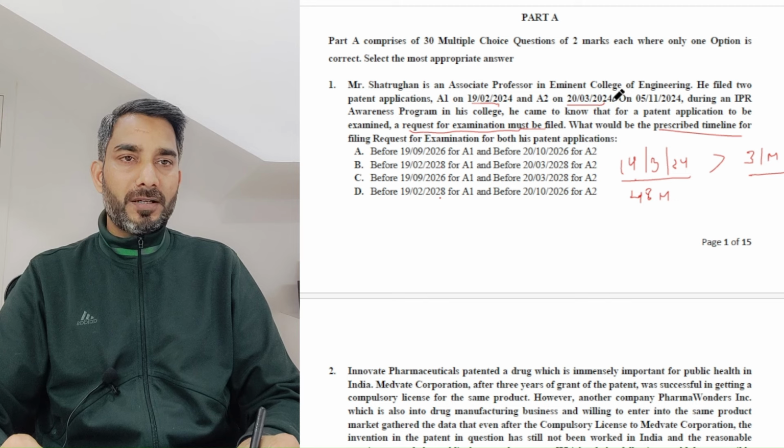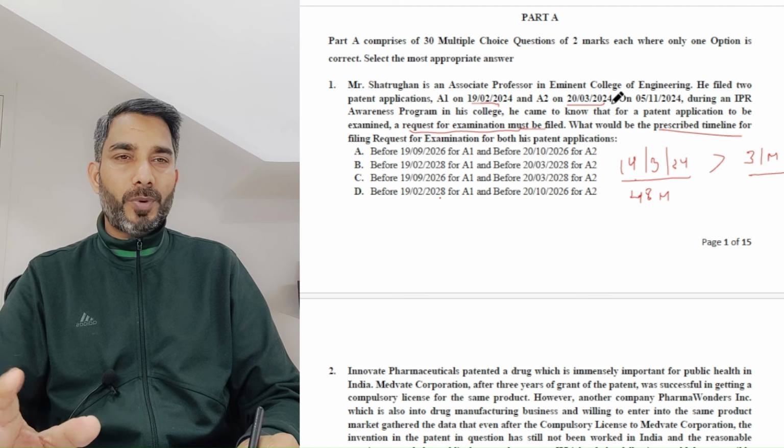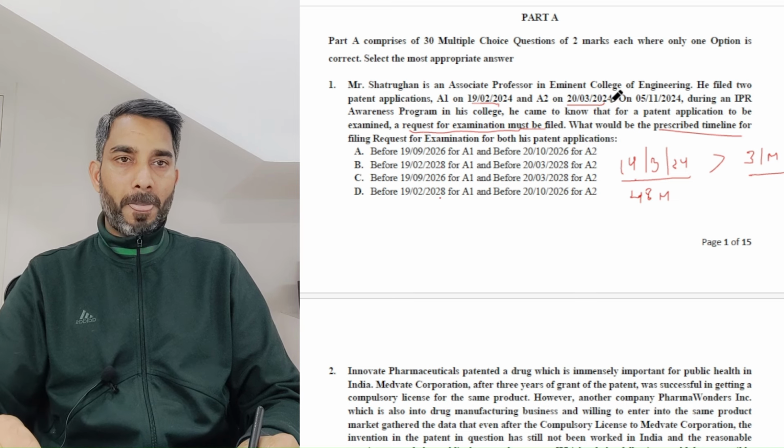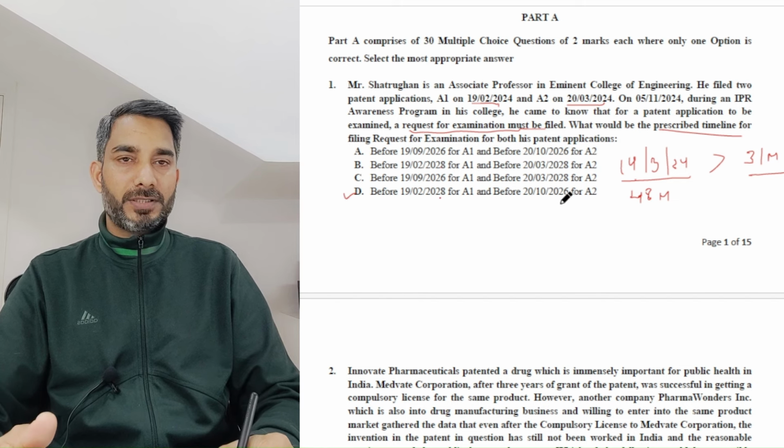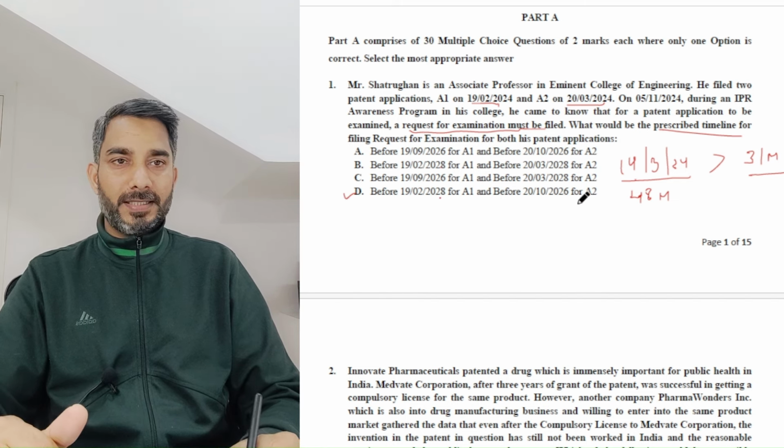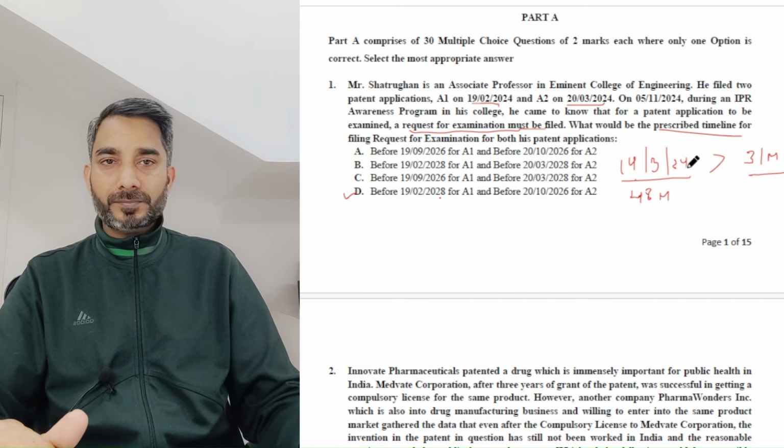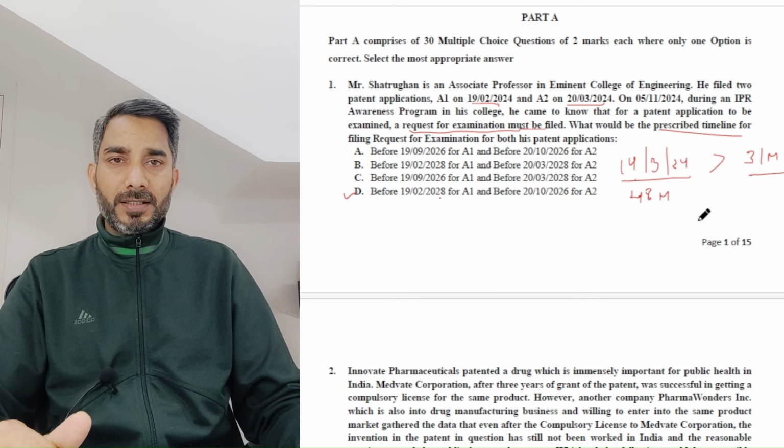But for these guys, we cannot have 4 years. We would have 2.5 years, 24 months plus 7 months. So 26 plus 7 is 10. So D is the answer for this. I hope this is clear. This was the concept that they were checking for you. Let's move to the next question.